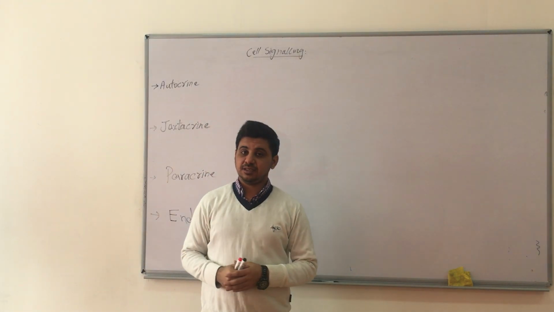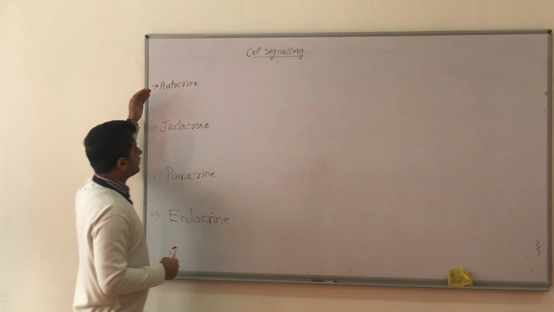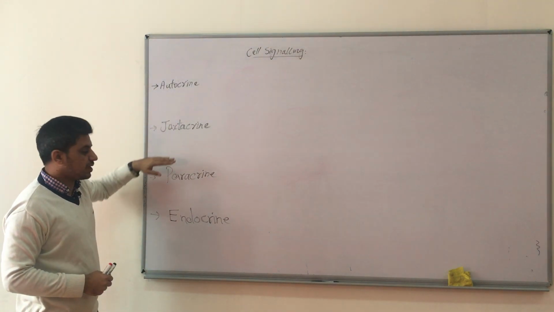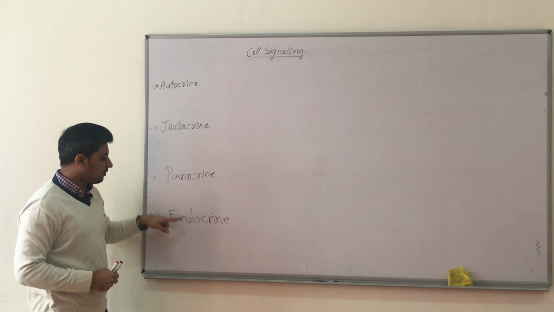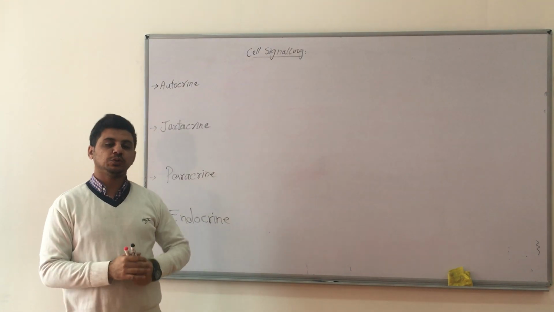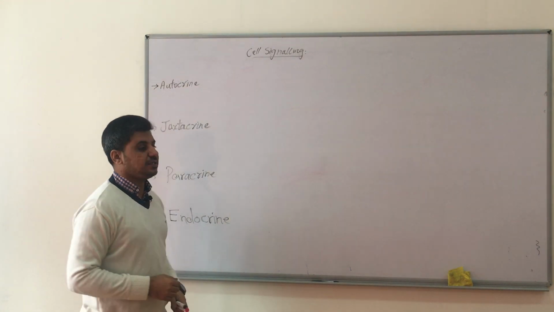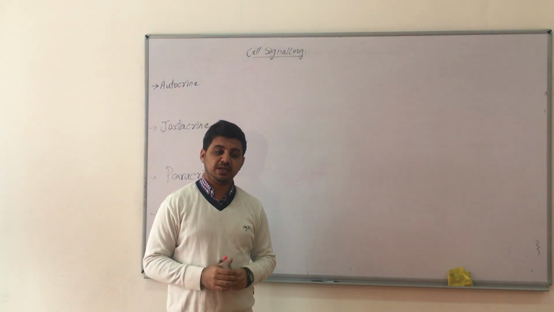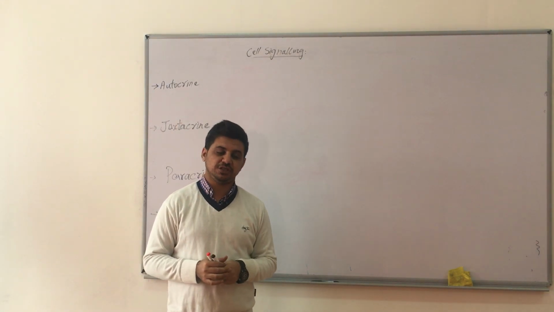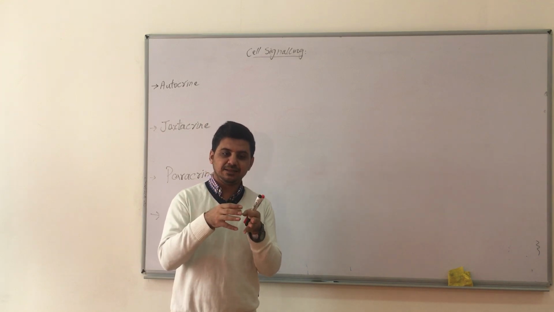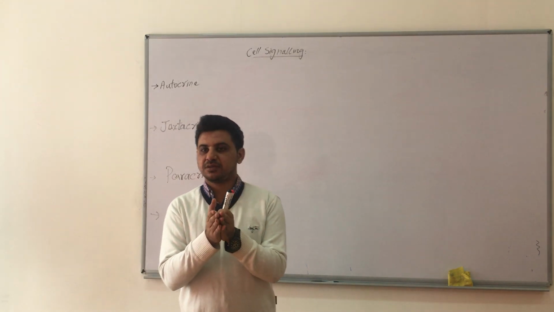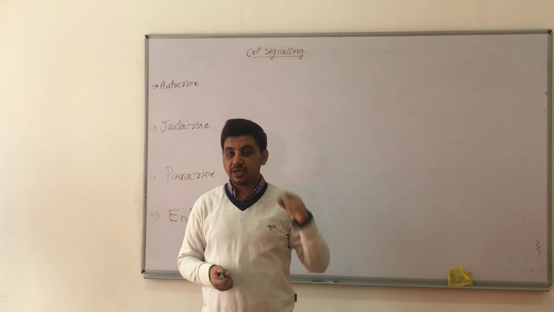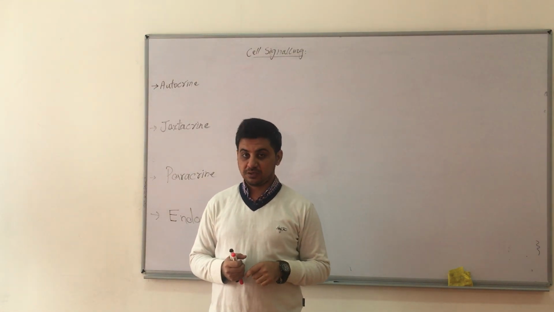In cell signaling, there are basically 4 types. Number 1 is the autocrine, number 2 is the juxtacrine, number 3 is the paracrine, and number 4 is the endocrine. First of all, what is autocrine communication? Autocrine communication is the type of communication in which a cell produces a signal and that signal acts on itself to get the response.